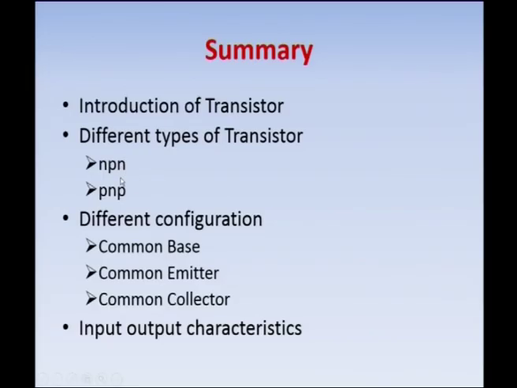So, we have seen the first transistor, and before the transistor, what is the electronic device for the same work? That is the vacuum tube diode. We have seen different types of transistor, NPN and PNP, and of the different configurations we have seen only the common base transistor, how biasing is given for NPN common base and PNP common base transistor, and also the output characteristics of the transistor.